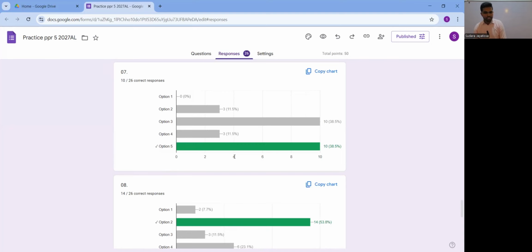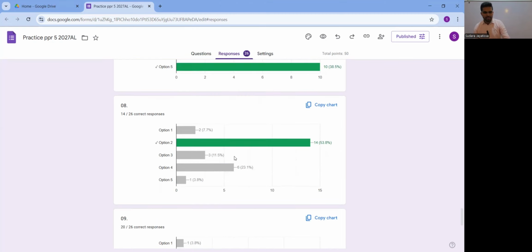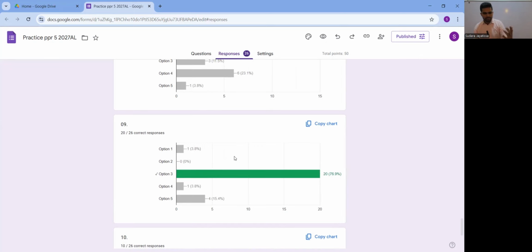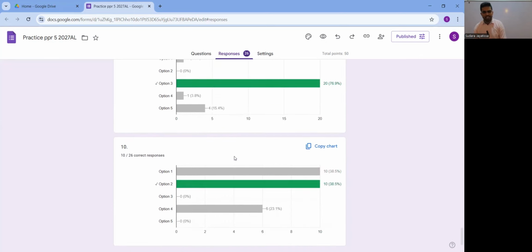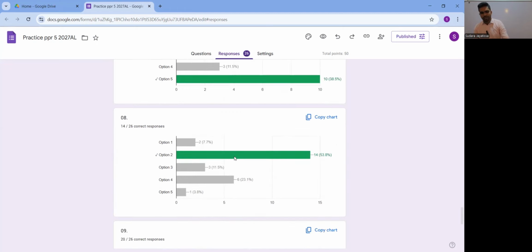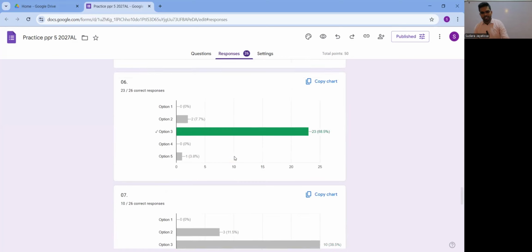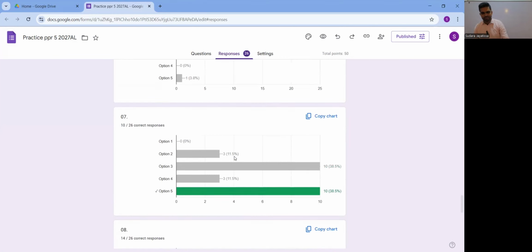For the seventh one especially, I can see 10 of you got the answer 3, 10 of you got the answer 5. And 8 also the same result. Some of you got answer 4. And 9, the majority of you did well. And the last one, again, answers are divided. That means for the seventh one and the last one, we have to give more priority to the discussion. So let's first see the seventh one.